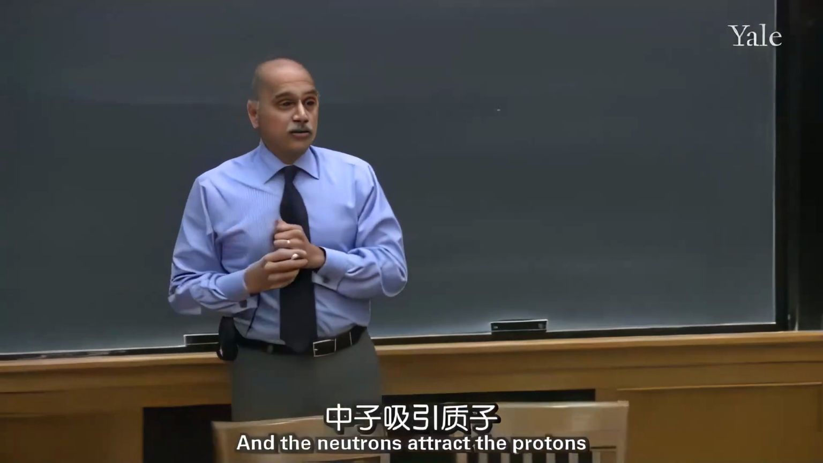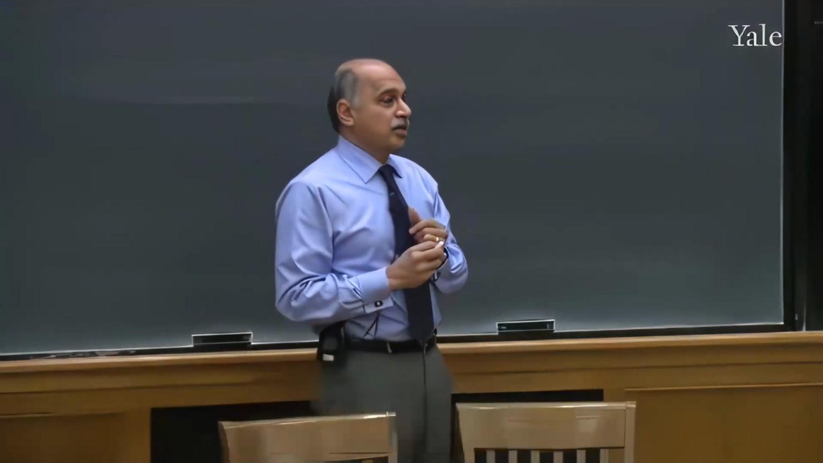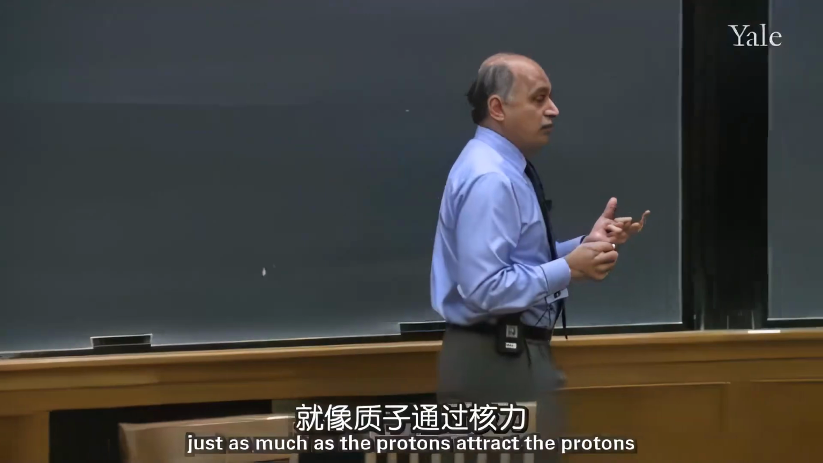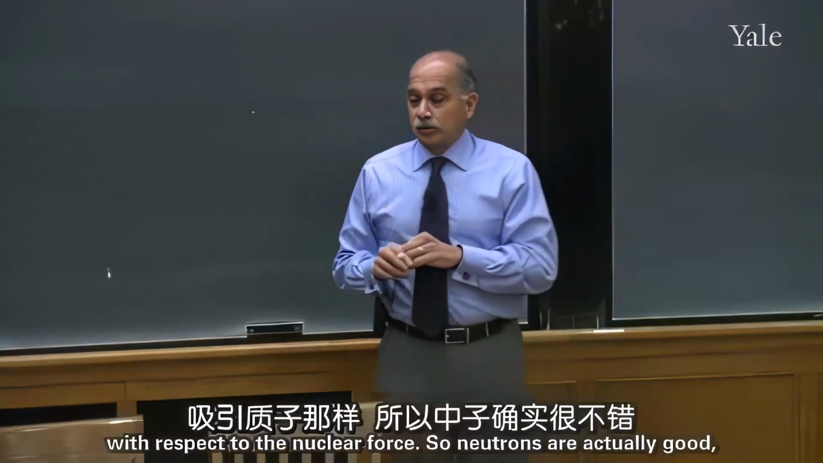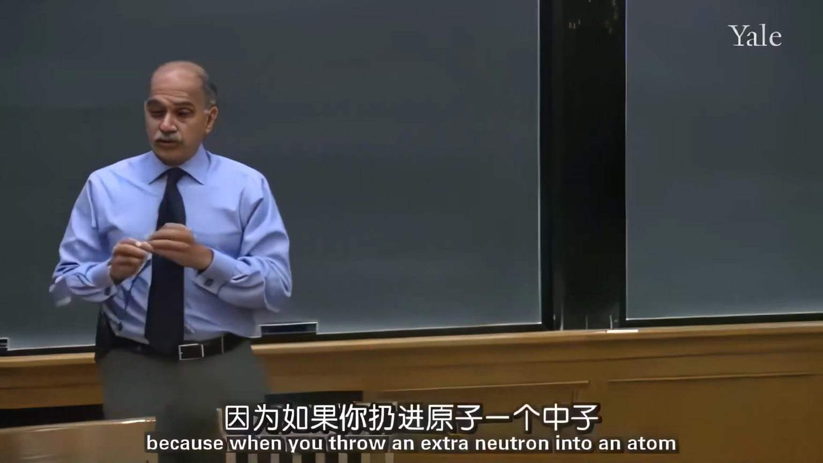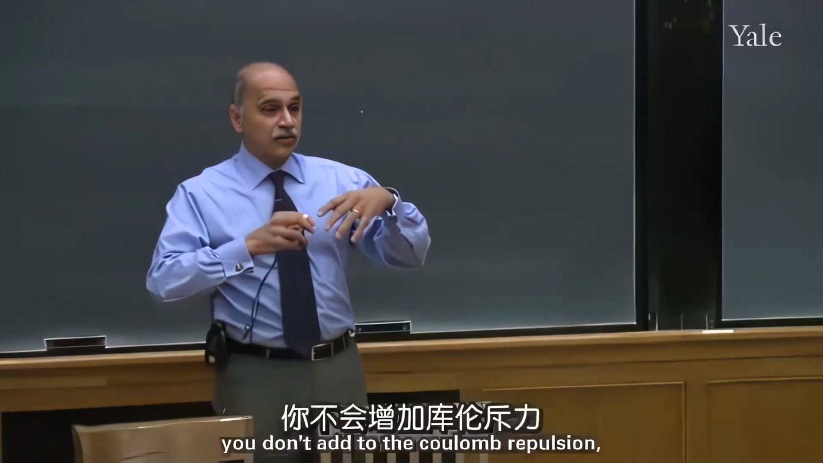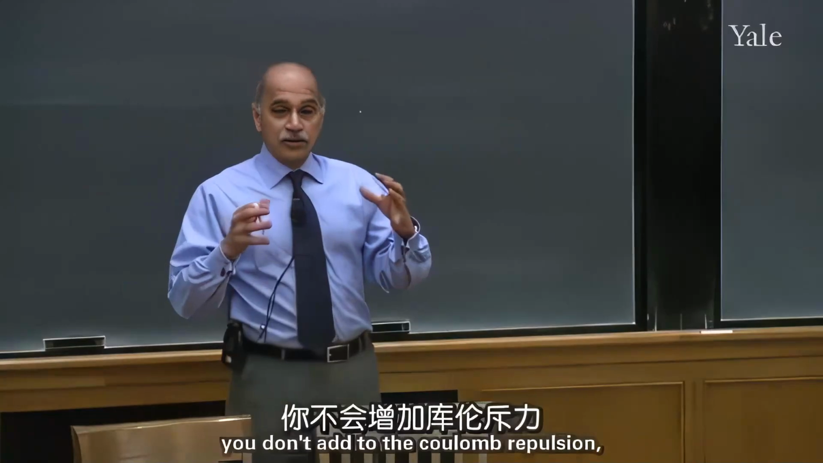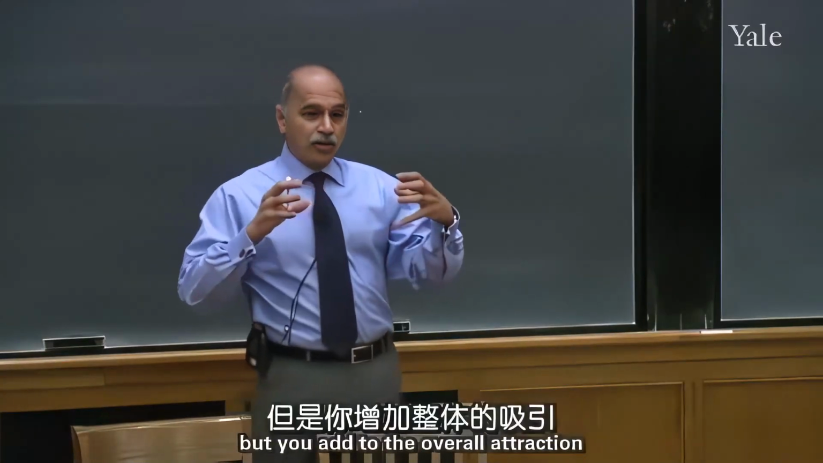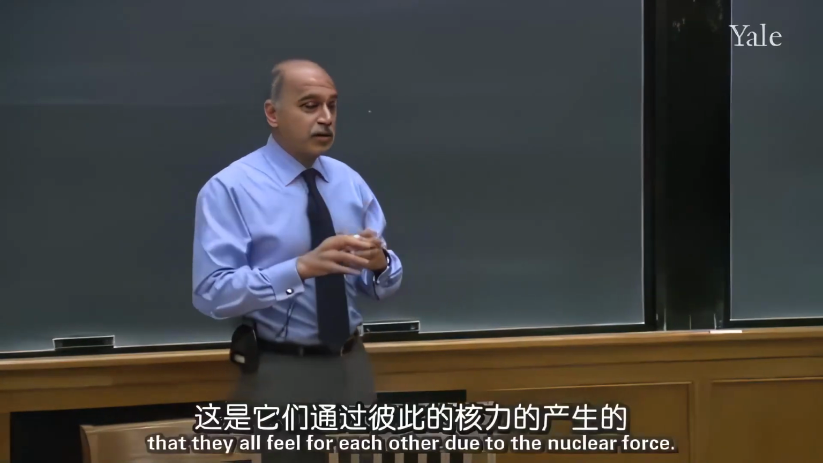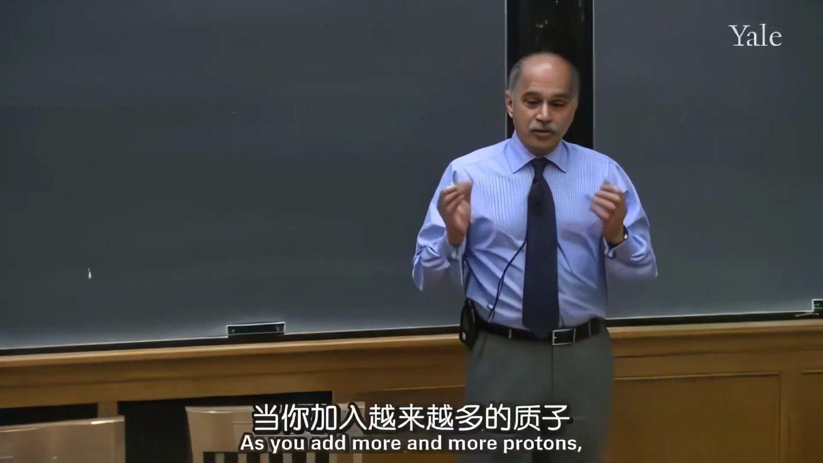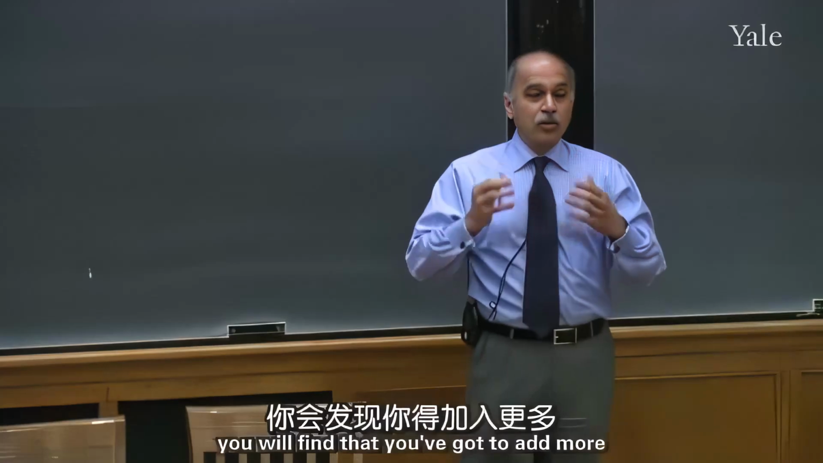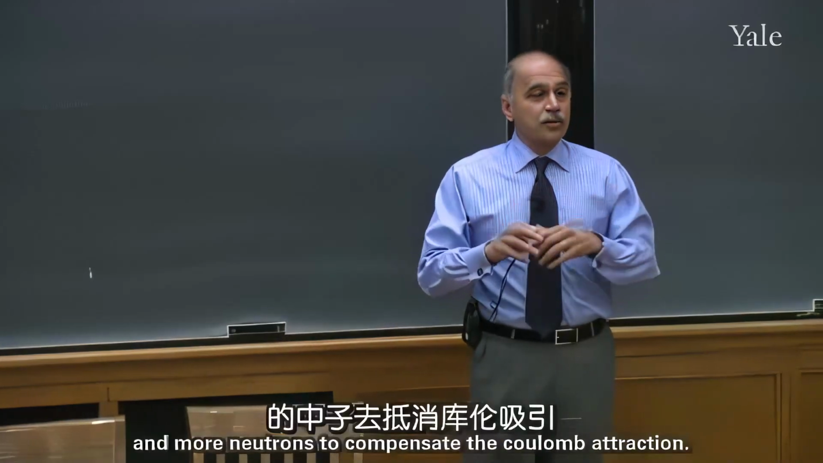And the neutrons attract the protons just as much as the protons attract the protons with respect to the nuclear force. So neutrons are actually good, because when you throw an extra neutron into an atom, you don't add to the Coulomb repulsion, but you add to the overall attraction that they all feel for each other due to the nuclear force. So neutrons are like the glue. As you add more and more protons, you will find you've got to add more and more neutrons to compensate the Coulomb interaction.